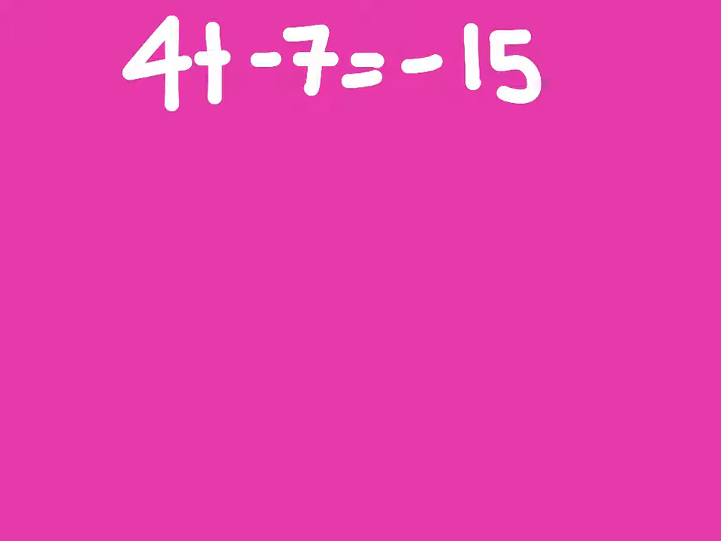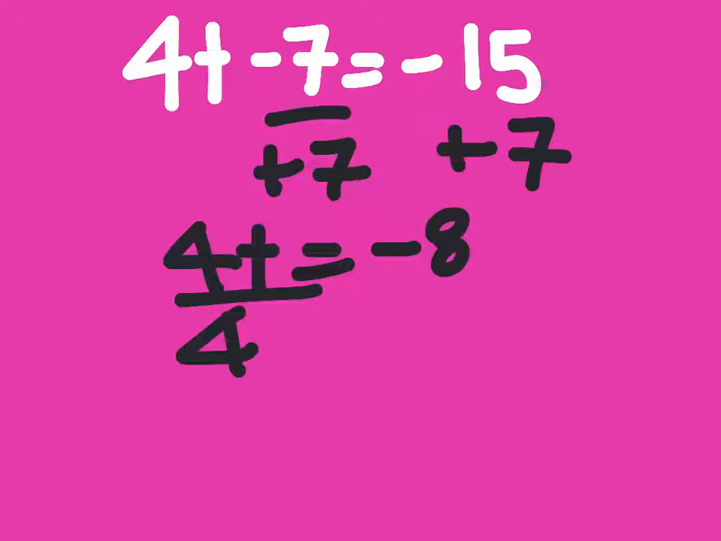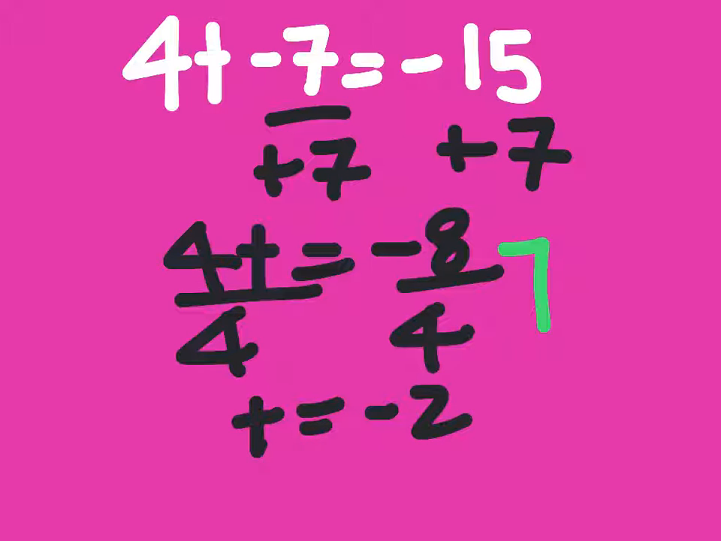Okay, so do the first step, which would be the negative 7 over here. Add 7. Add 7. 4t equals negative 8. Divide by 4. Divide by 4 because we were doing the opposite of multiplication. And the answer is t equals negative 2 because they had different signs. So the answer would be negative.